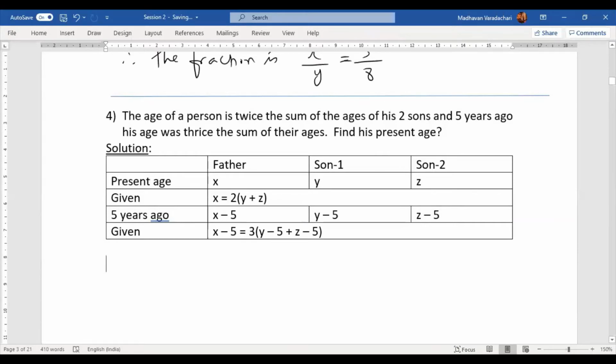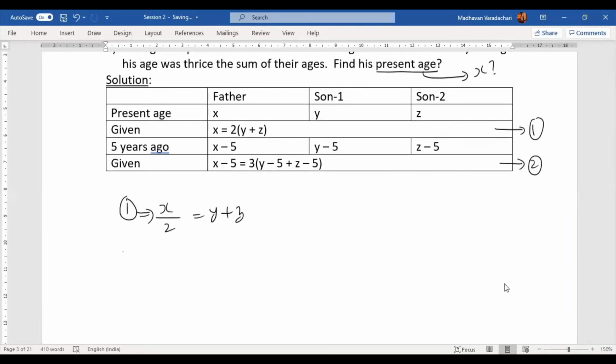Here we are interested in finding only x, the present age. I am not bothered about what is y or what is z. Let me call this 1 and this 2. From 1, I can say x by 2 is y plus z. I just brought this 2 to the left side, so it goes to the denominator.